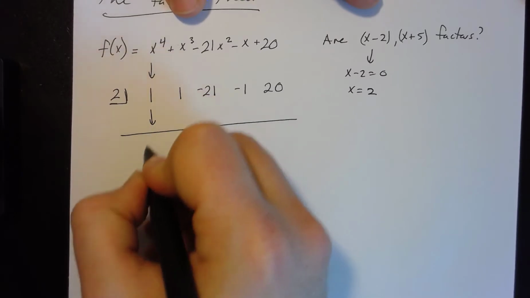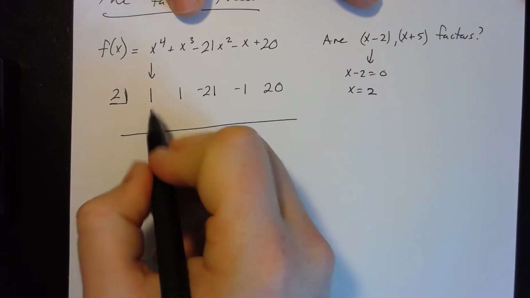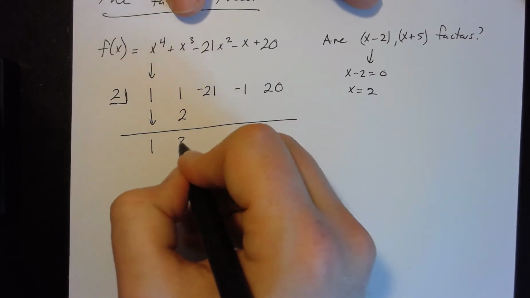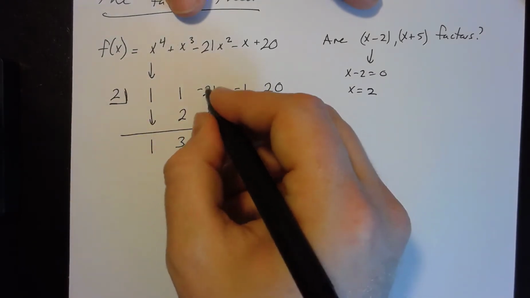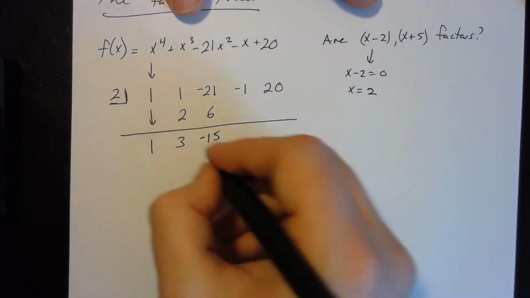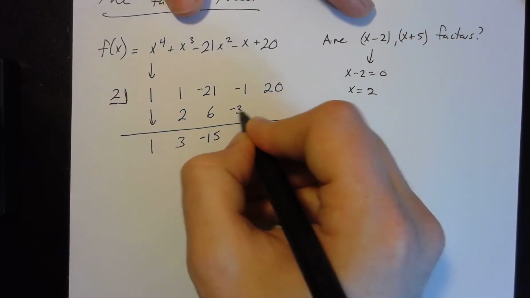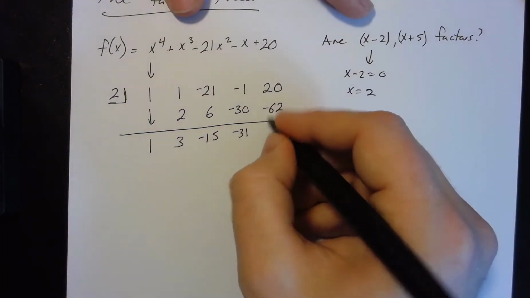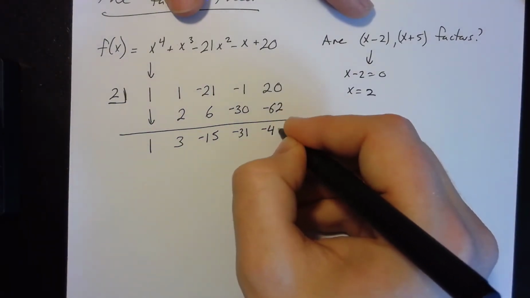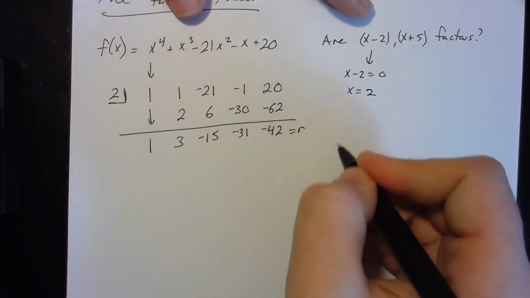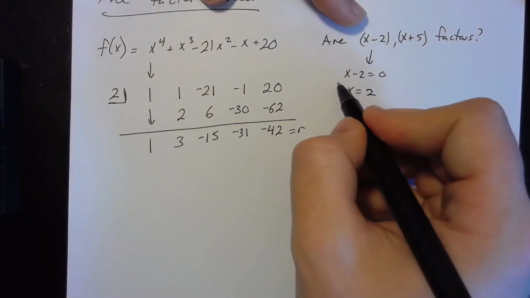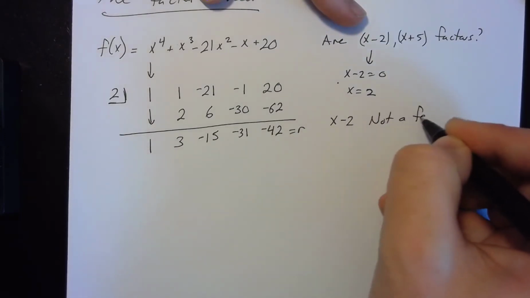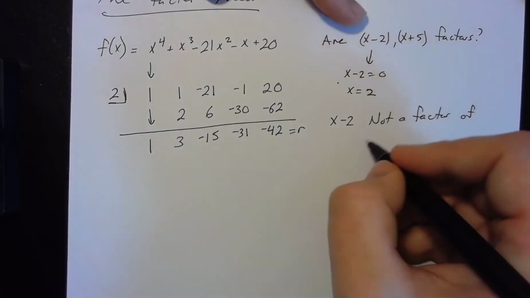Now, carry down the first value, 1. And again, you're not multiplying, you're just carrying down that first value. Then I'm going to multiply. 2 times 1 is 2. Put that here. Add 3. 2 times 3 is 6, put that here, add negative 15. Then I'm going to multiply that again as negative 30, negative 31, multiply here as negative 62, providing me with a value of 42. In this case, my remainder is not 0, so x minus 2 is not a factor. So I'm going to state that very clearly. x minus 2 is not a factor of f of x.